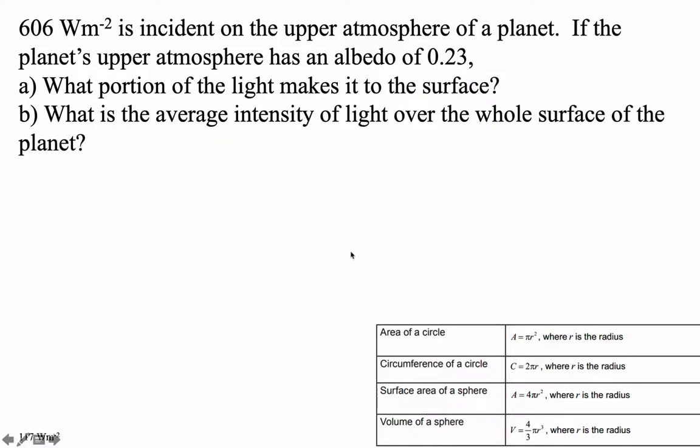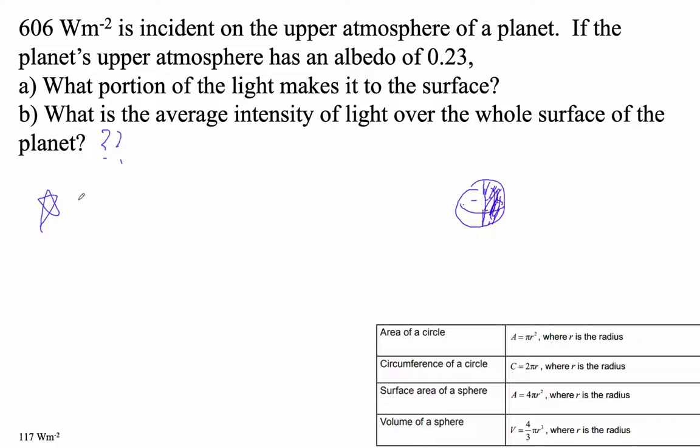Now we've got that 466.67 watts makes it through the atmosphere. Then it says, what is the average intensity of light over the whole surface of the planet? Well, here's my planet, here's my sun, and this part of the planet is light, and this part is dark. Is that half of the area? Well, not really, because think about how faint the light gets near the poles. It's a grazing angle.